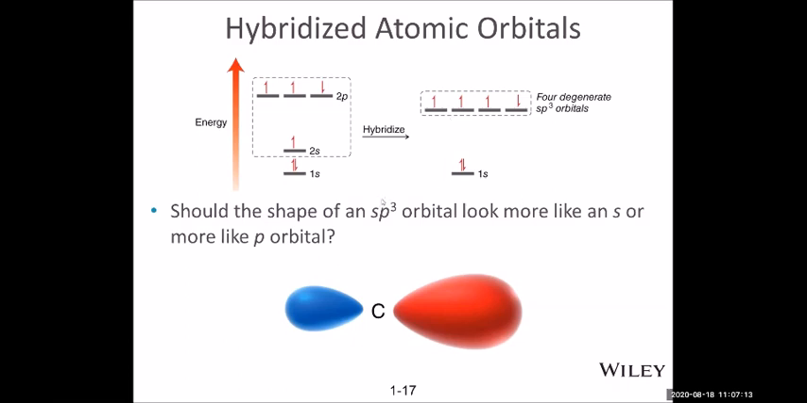In the sp3 hybrid orbital, there's 25% of the S character and 75% P character. So the final hybrid orbital looks more like a P orbital. And this is actually how the hybrid orbital looks.